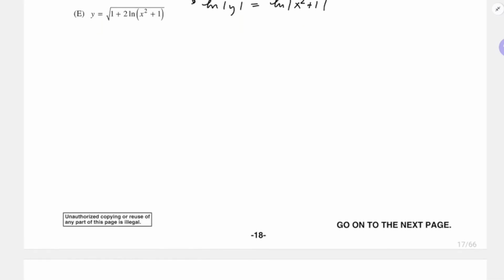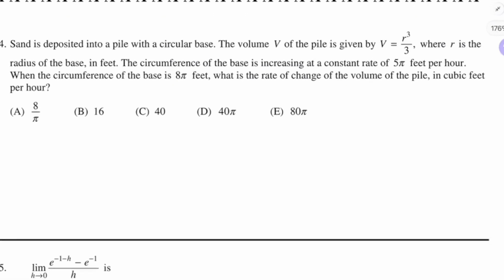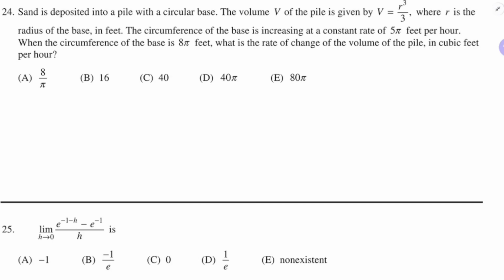So, what else to say? I do like this one though. This one's a related rate problem that's got quite a bit going on, a few different levels to work on. So sand is deposited onto a pile with a circular base. Okay, so I'm kind of envisioning like a cone. But now they're going to tell me the volume is given by v equals r to the 3 over 3. So that's kind of the first thing I know, where r is the radius of the base in feet.